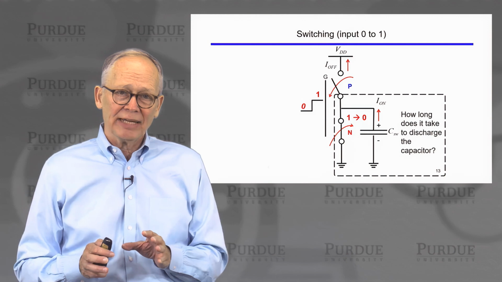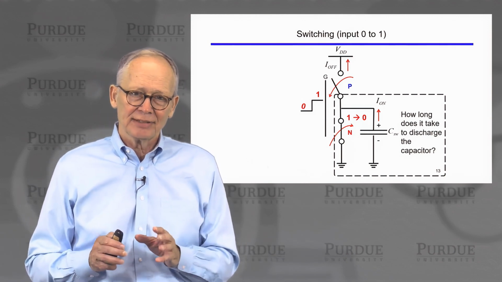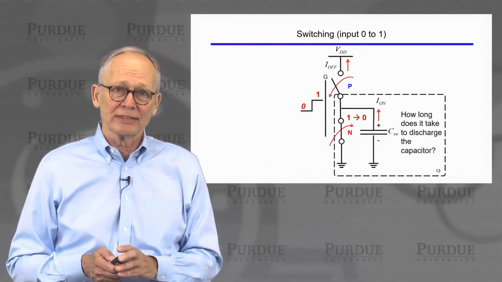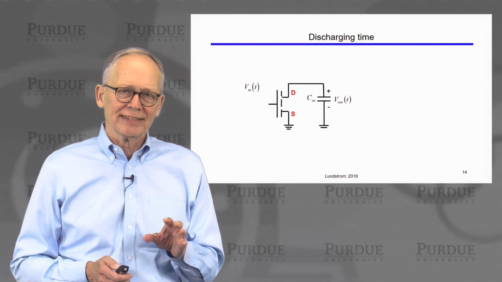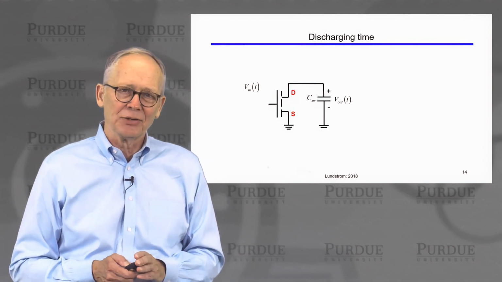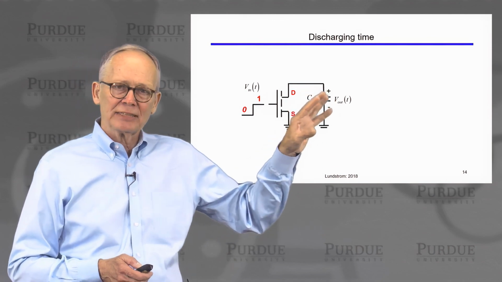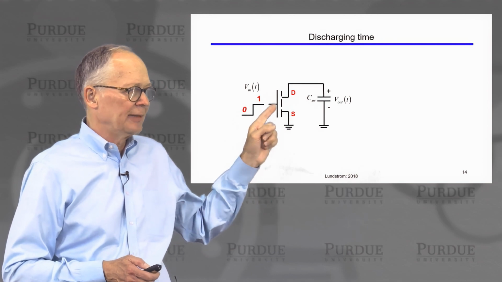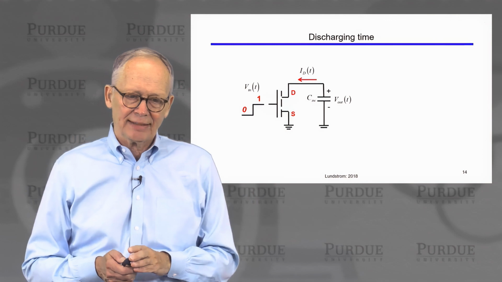Okay, so the next question we have is how quickly can we charge and discharge this capacitor? That determines the speed of the circuit, the speed of our microprocessor or whatever it is that we're building. Well, let's just look at the discharge cycle because things are symmetric, and if we do the discharge cycle, we basically have the whole story. So let's think about the N channel. The capacitor has been charged up to the power supply voltage. We switch from low to high. That closes the switch. The NMOS device is on.